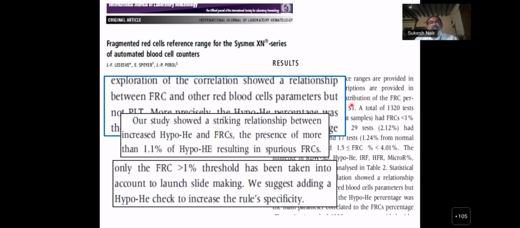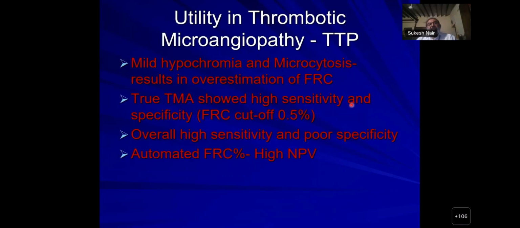So this was a study that was done which worked a lot on fragmented red cells. You must realize that mild hypochromic microcytic anemia results in overestimation of fragmented red cells. So true TMA, or thrombotic microangiopathy, showed high sensitivity and specificity for diagnosis of TMA when the FRC cutoff was 0.5. Overall high sensitivity and poor specificity because of the issue of microcytic hypochromic anemia being common in our country. The automated FRC percentage had a high negative predictive value.